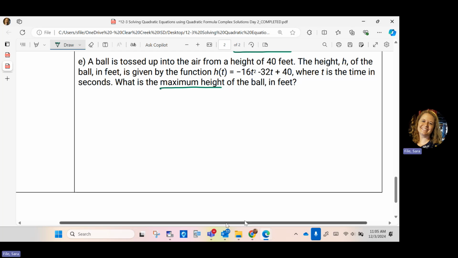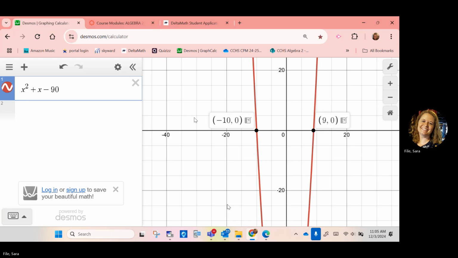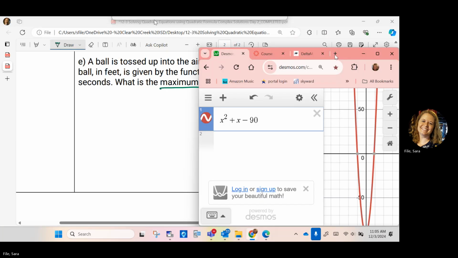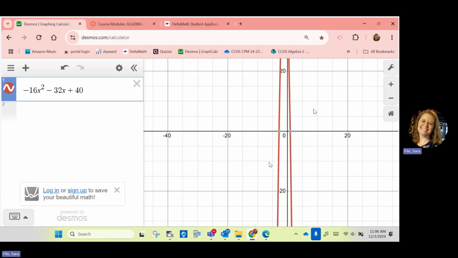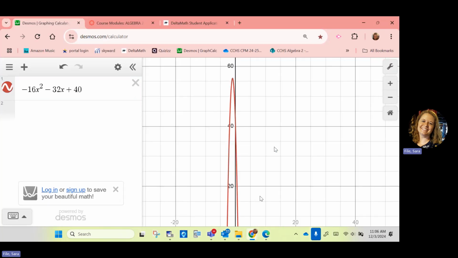So let's go check it out in Desmos. So we've got negative 16, and we're using x instead of t. Negative 16x squared, and then this said minus 32x plus 40. So here's where I realized, this doesn't make sense.